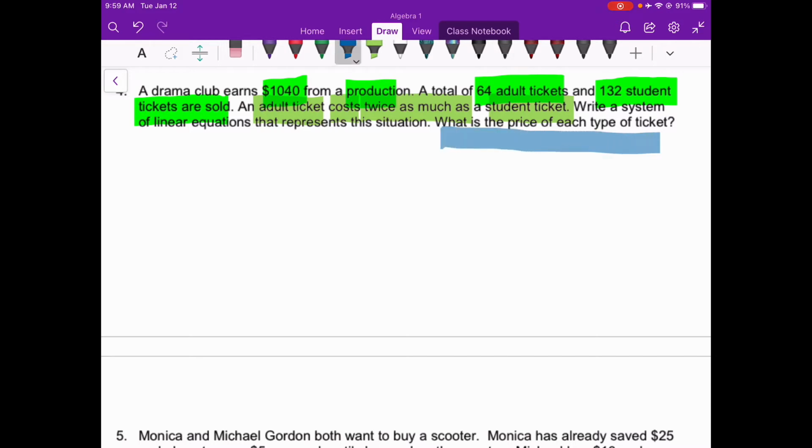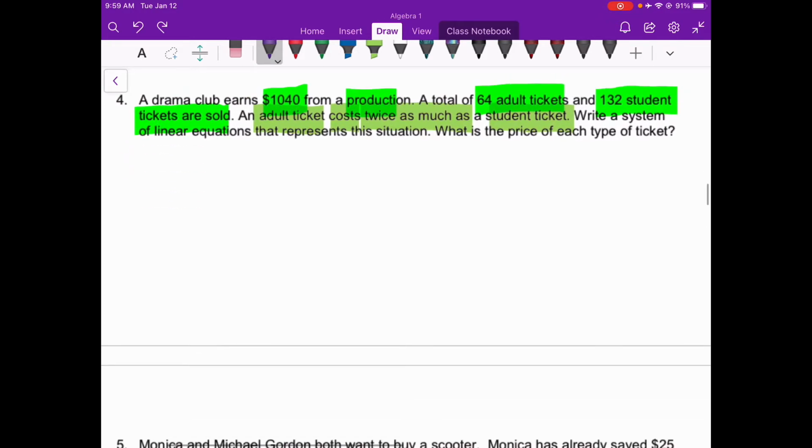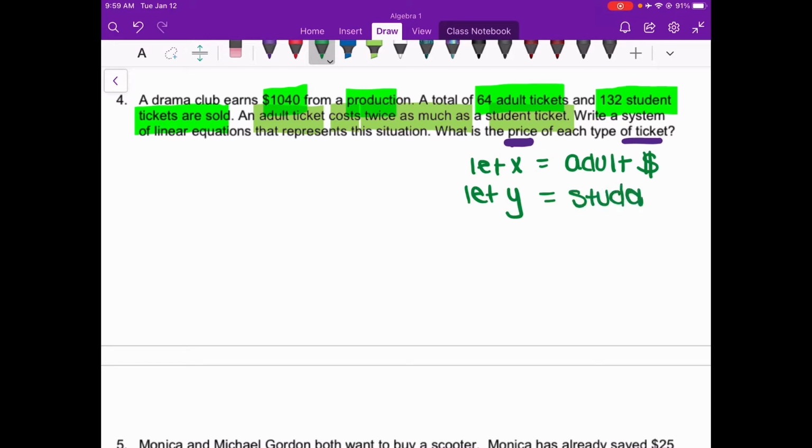There's your question again. There's our variables. So step 1, we read the problem. Step 2, we're writing the variables. The price of each ticket is what we're looking for. So my variable will say, let X equal adult ticket price, so put somewhere in that it's the price, adult price, and let Y equal the student cost per ticket.